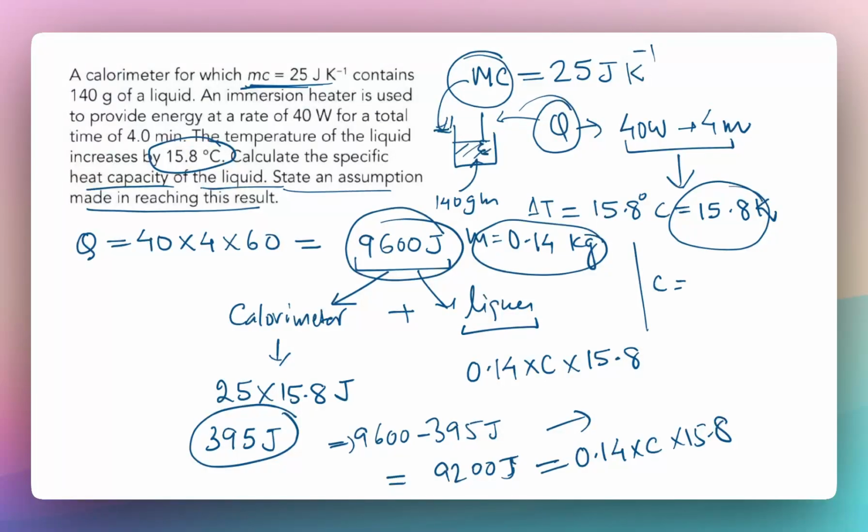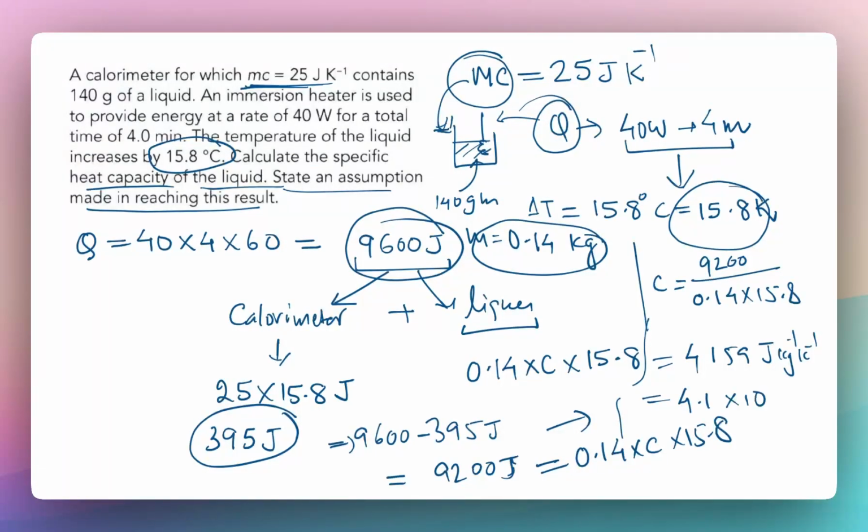Our c is going to be 9,200 divided by 0.14 divided by 15.8. So nothing complicated there, roughly 4159 joules per kilogram per Kelvin. If you want to write it, something like 4.1 into 10 to the power 3 joules per kilogram per Kelvin, and that is going to be our answer.